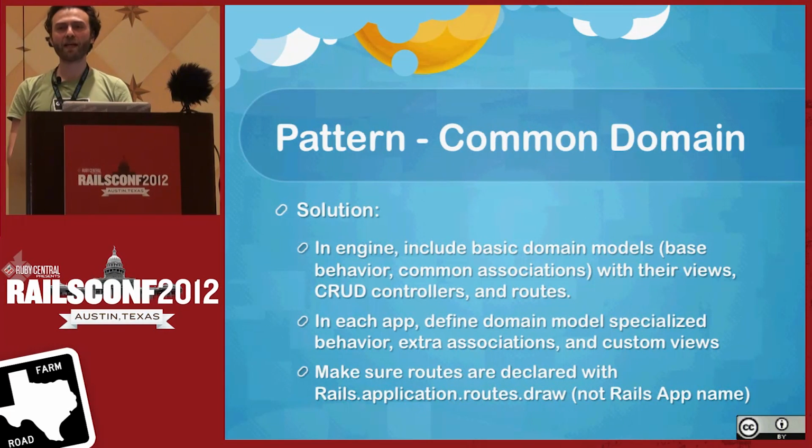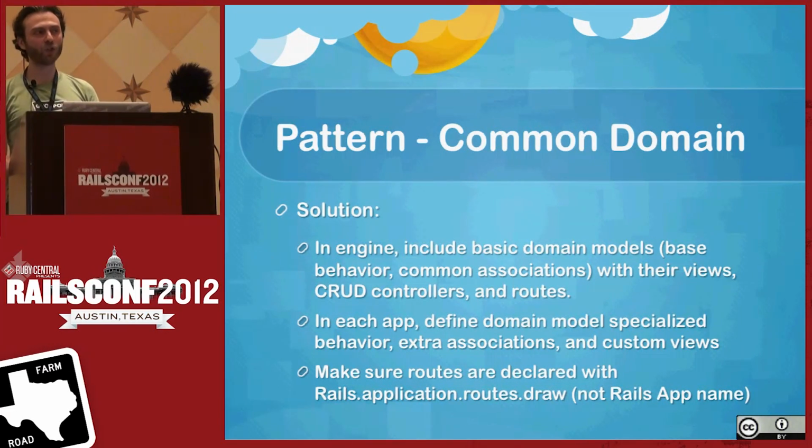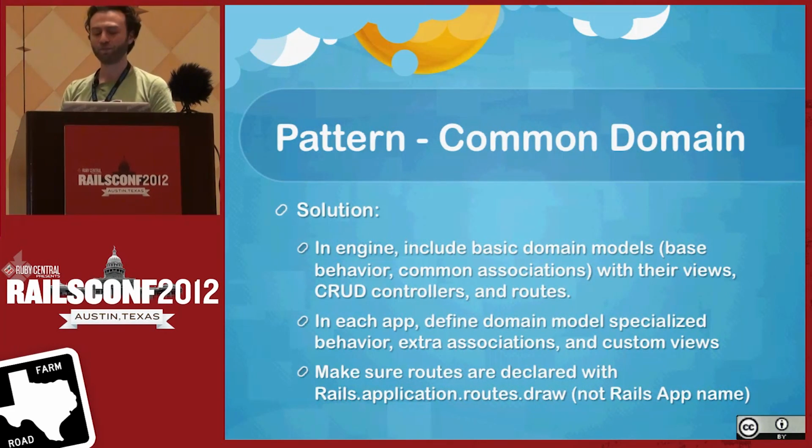So don't say, I don't know, HighSchoolRMS.routes.draw. That's wrong, which was the older way of doing routes in Rails. Use the newer way, which is Rails.application.routes.draw, because that decouples the engine from the application that will include it when defining the route.